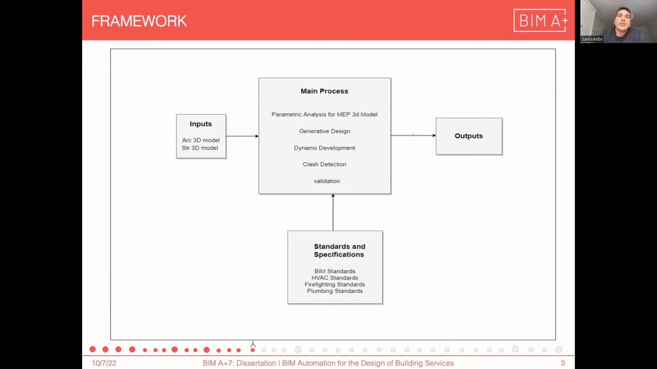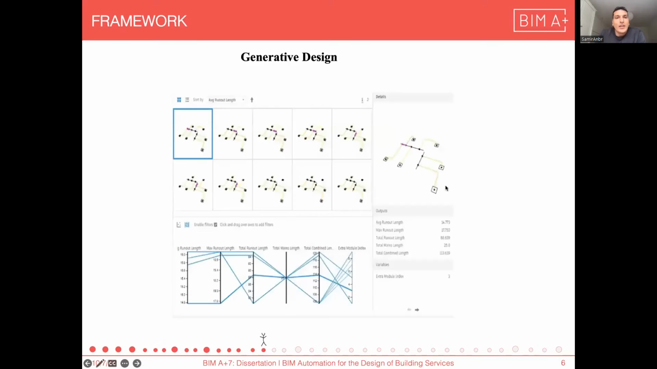As a process, we follow parametric design, generative design, Dynamo, and clash detection and validation. As standards, as a mechanical engineer, I follow the BIM standard, HVAC standard, firefighting standard, and plumbing standard. Those are the standards for our discipline as a mechanical engineer. So I follow these, and after that we have the output. I will discuss this.